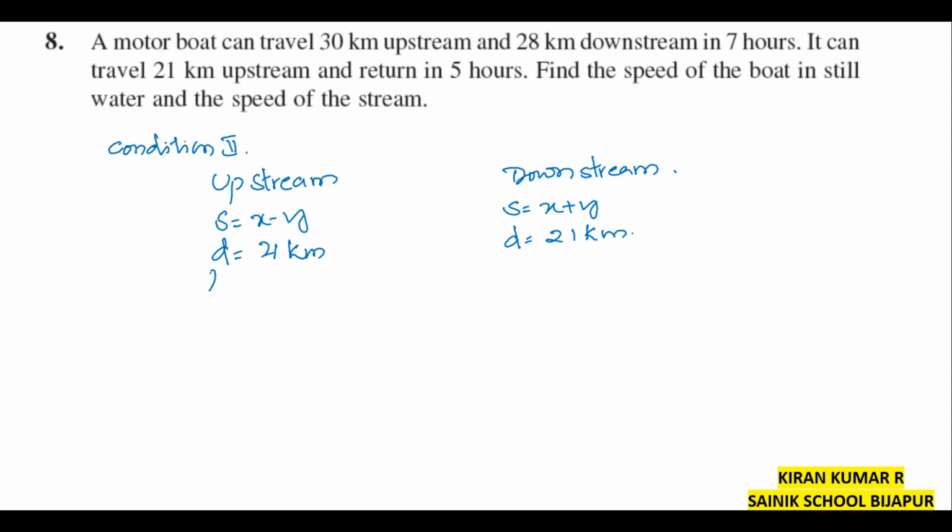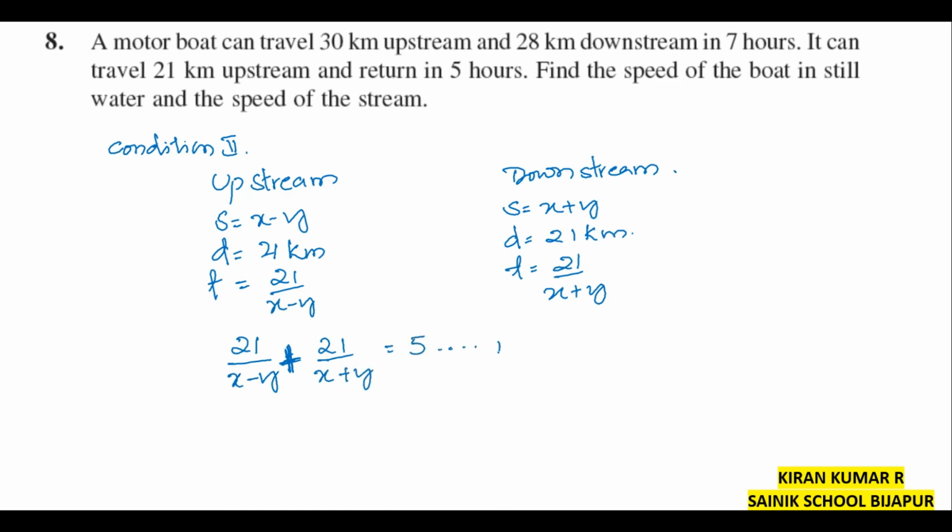And the time taken we can find. Upstream it will be 21 divided by x minus y. Downstream it will be 21 upon x plus y. And the total time taken is 5 hours. So I will substitute and equate this to 5. So 21 upon x minus y added to 21 upon x plus y equal to 5. This is our second equation. Let me write both the equations one below the other.